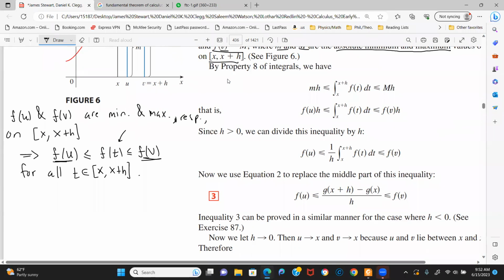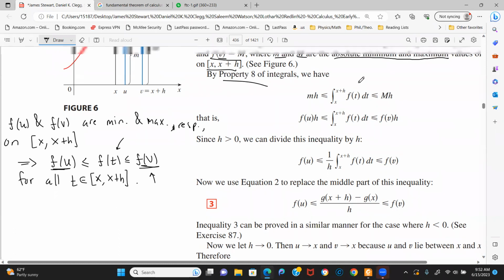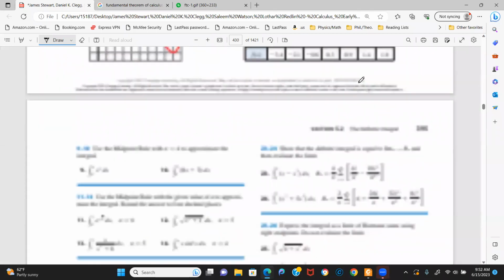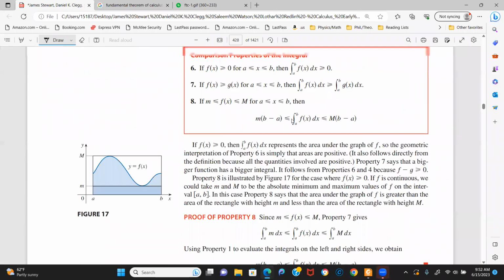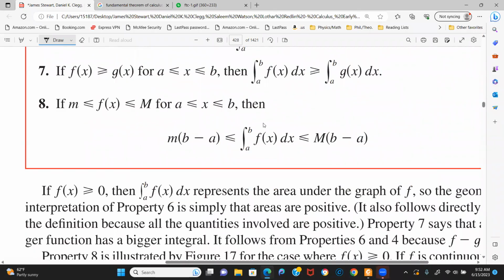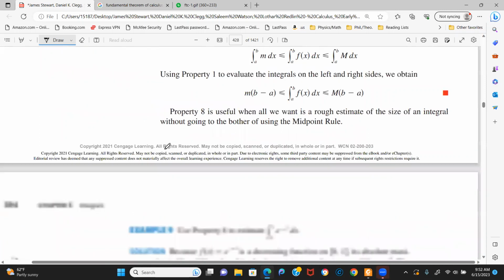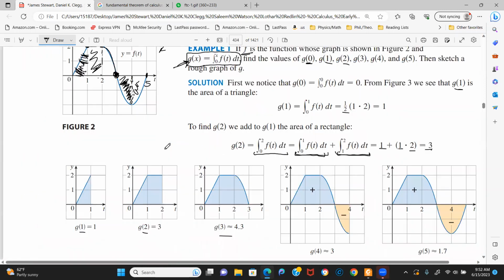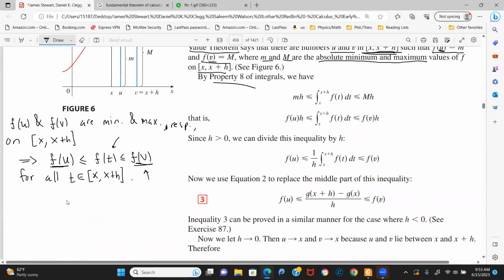But remember, there was this property A, about estimating integrals. Maybe I can go back to it. It's in the previous section, I believe. Right here. If your function is bounded between two numbers, in other words if you have a minimum or maximum, then you can integrate both sides of this inequality to get this. So we're going to use this property. Let me write this over here. So we have our inequality right here.